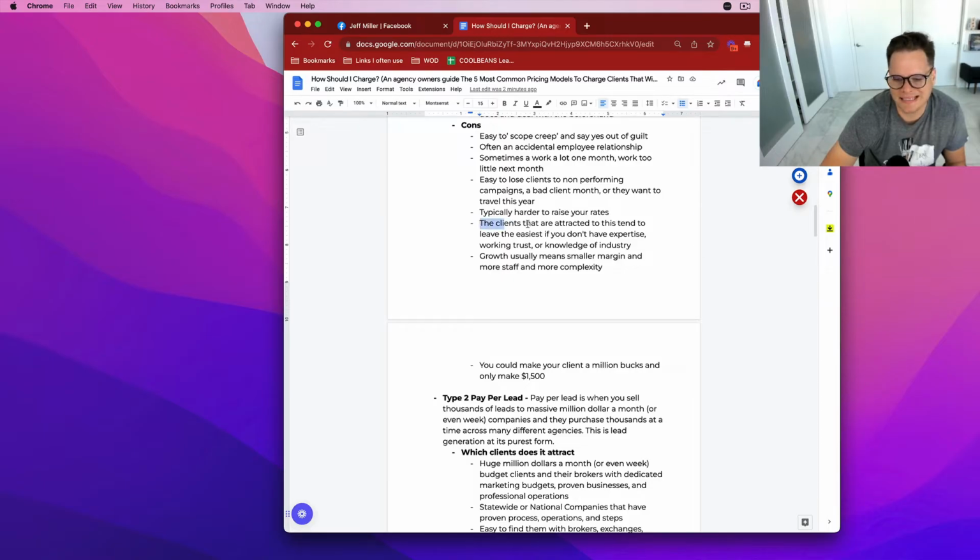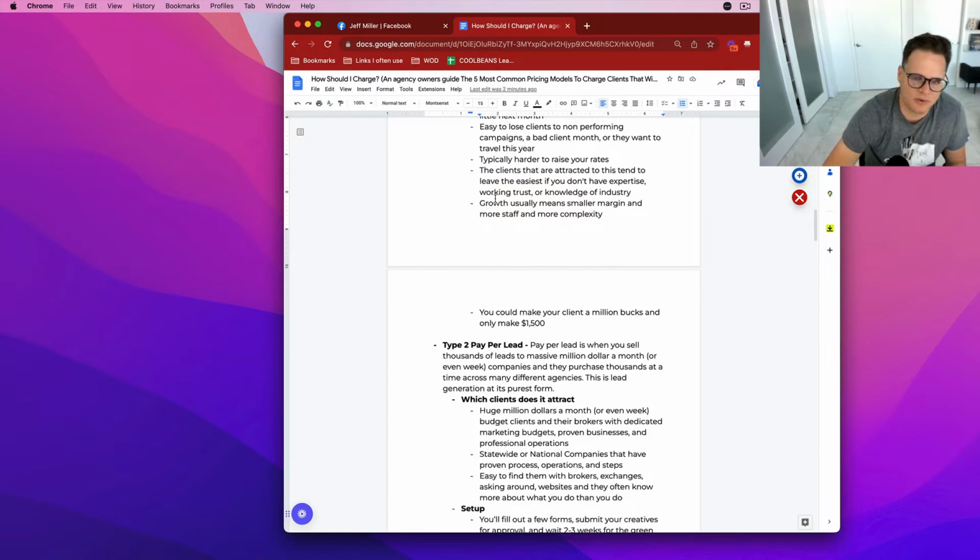These are the clients that are easy to attract, and they tend to leave the easiest, especially if you don't have industry experience, you don't have a working relationship, I call it working trust, or knowledge of the industry, or you're not marketing yourself to remind them to stick with you. Growth usually means smaller margin, more staff, more complexity.